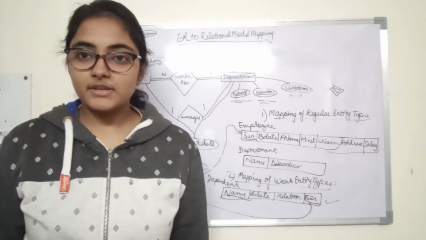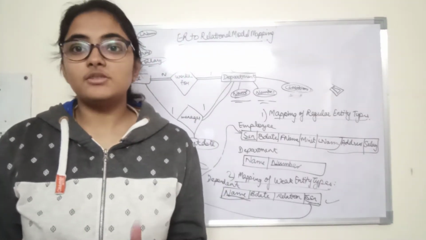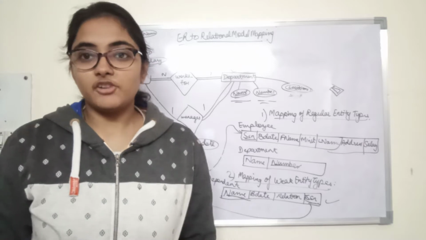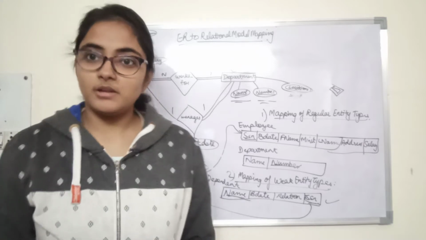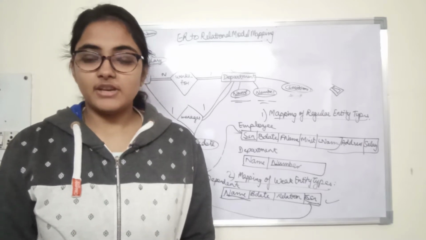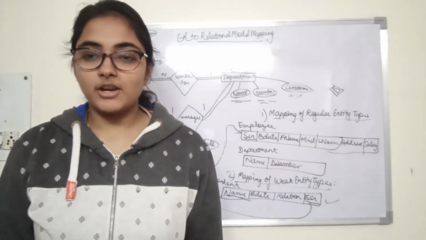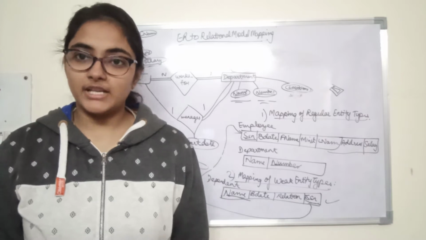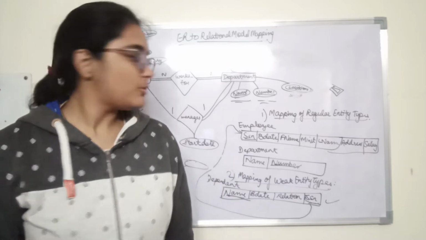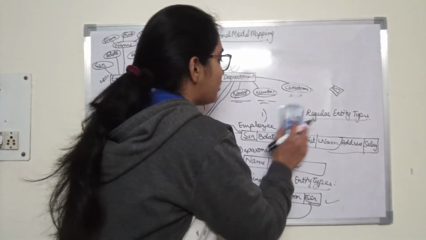In the previous video, we talked about the first two steps of the conversion from ER model to relational model. In this video, we are going to be talking about the third step of the 7-step algorithm of converting ER model to relational model.